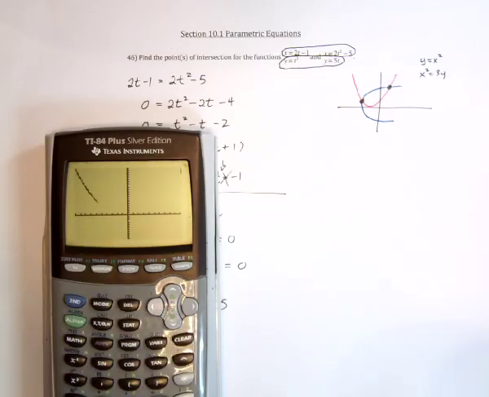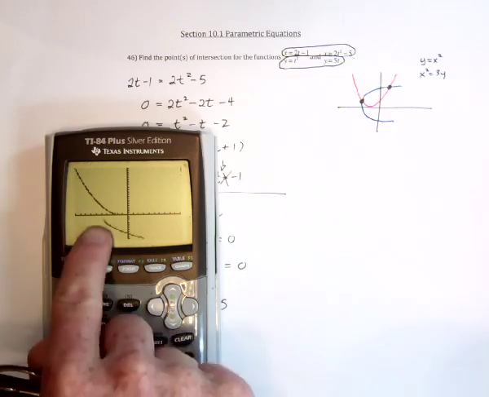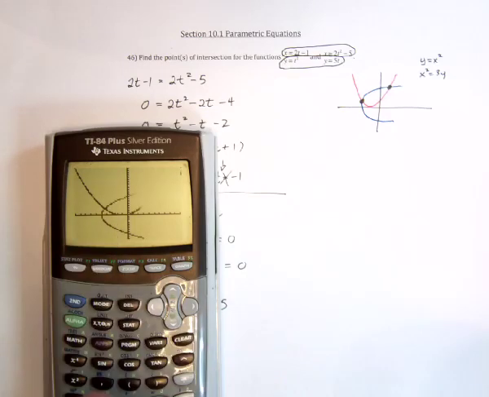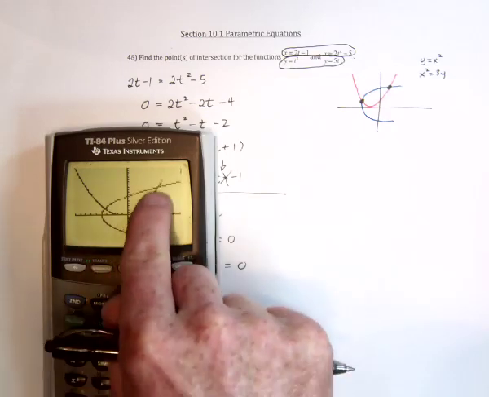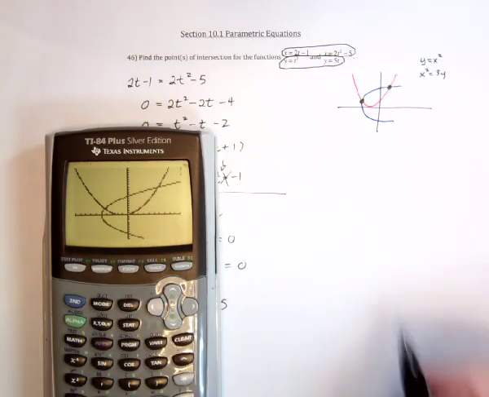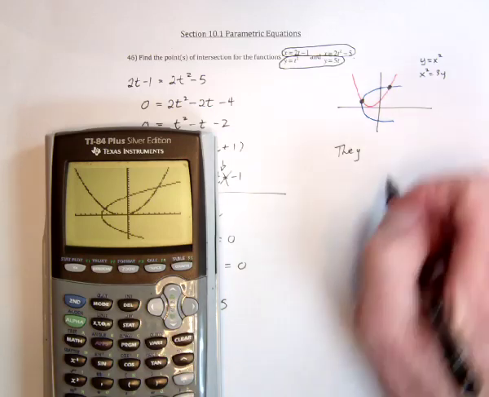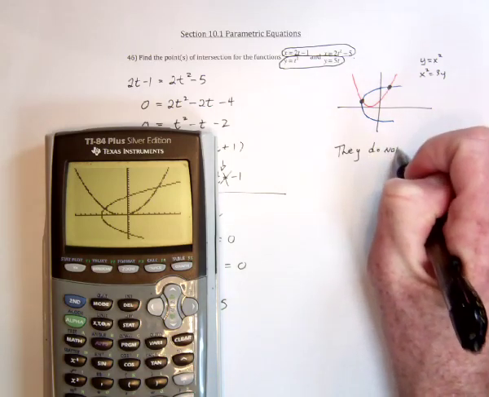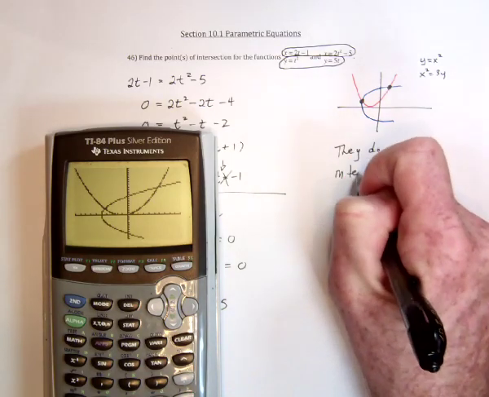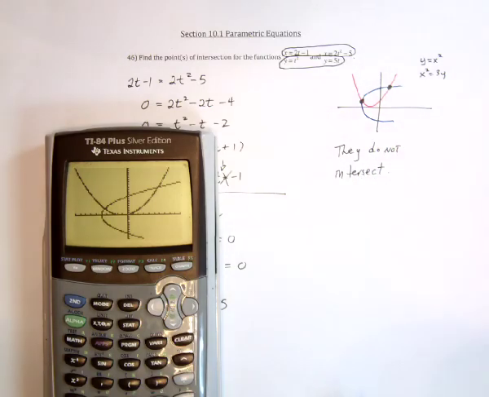So regraph it, and do they get to those intersection points at the same time? Wow, that really slowed it down. So there, no, they didn't get there at the same time. And there, no, they didn't get there at the same time. So as far as parametric functions, they do not intersect because they don't get there at the same time.